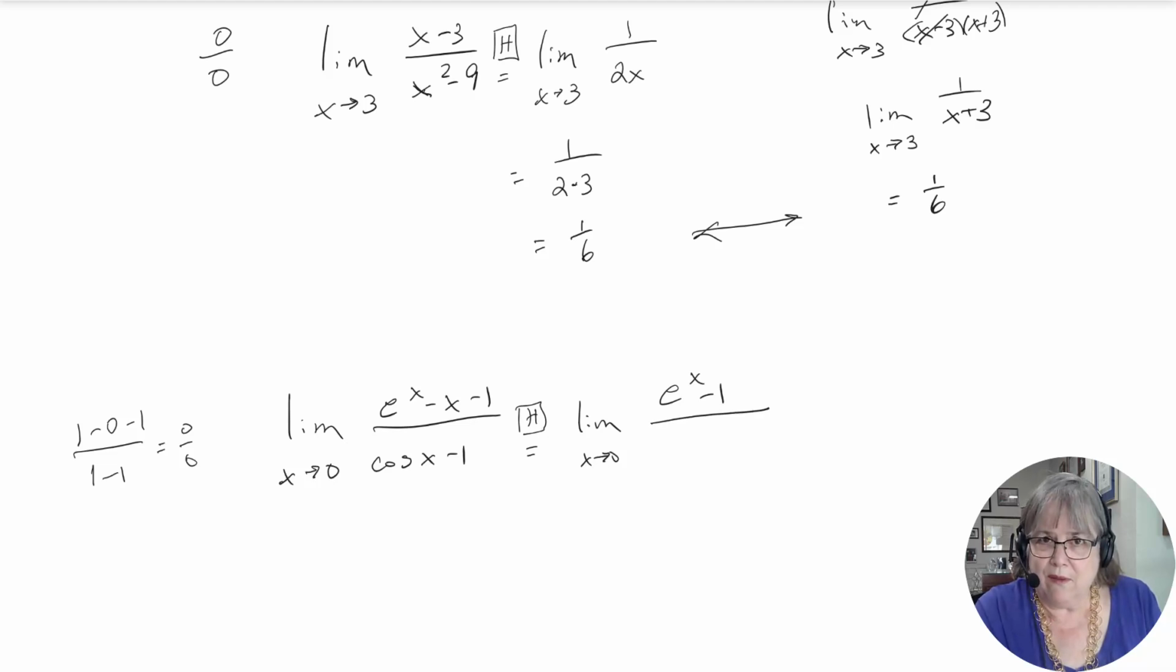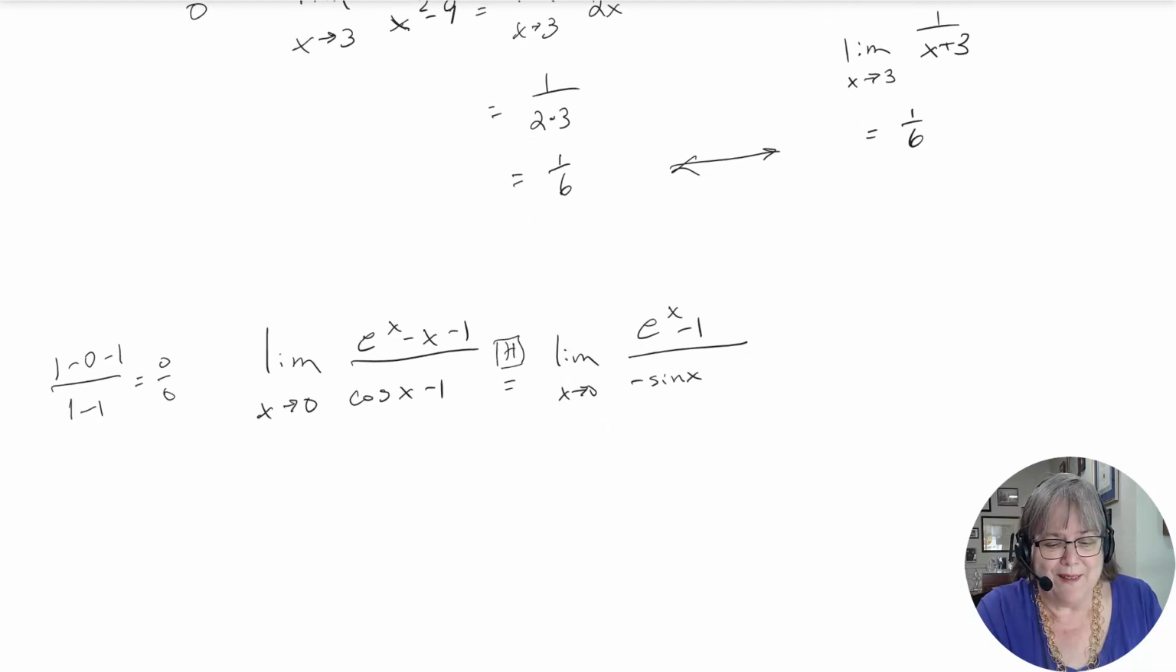So you take the derivative of the numerator separate from the derivative of the denominator. And the derivative of the denominator is minus sine x. Now, when you get to derivatives, don't do L'Hopital's rule instead of the quotient rule, where it's the bottom times the derivative of the top minus the top times the derivative of the bottom over the bottom squared. So don't mix those two up. All right. So then we try to say, okay, can I just substitute it in now? Nope, because minus sine of 0 is 0. E to the 0 is 1 minus 1. So I still have 0 over 0.